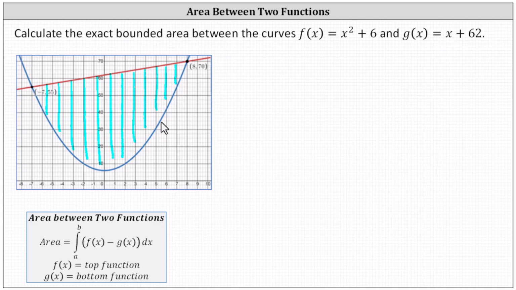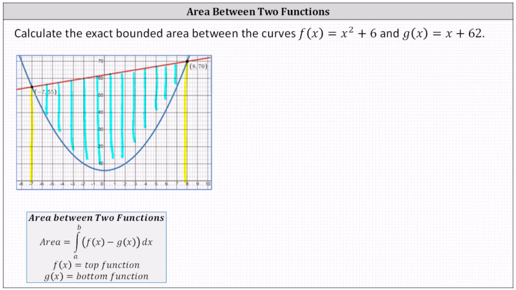We also need to determine the x-coordinates of the points of intersection to determine the limits of integration with respect to x. In this case, we can see from the graph, the x-coordinate of the point of intersection on the left is x equals -7. On the right is x equals +8. This interval will be the interval of integration.